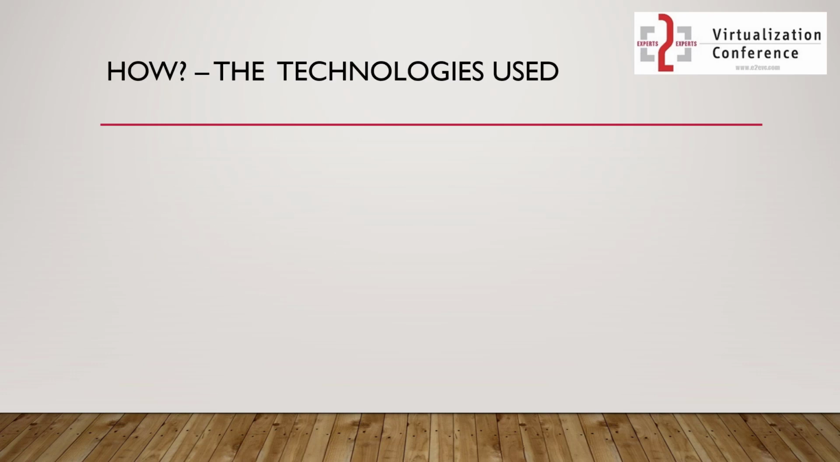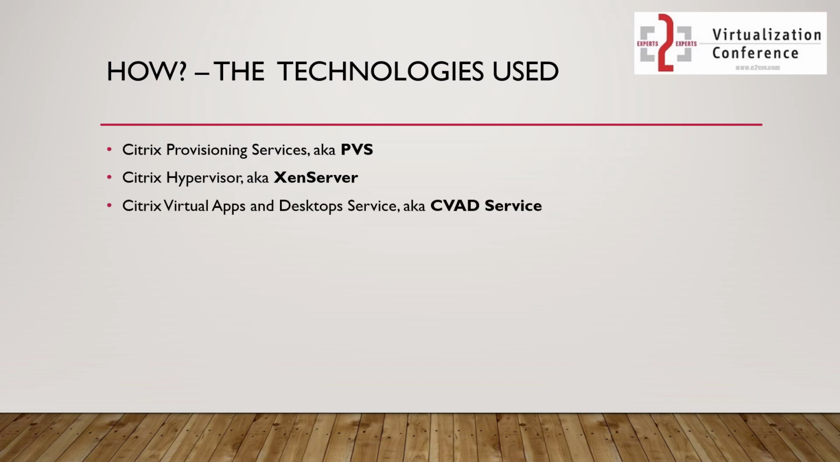Now the question is how? What are the technologies used and how can we accomplish those business objectives? We're going to use Citrix Provisioning Services, PVS for short, along with Citrix Hypervisor, commonly called XenServer. Citrix Virtual Apps and Desktops will be essential for both orchestration of physical or virtual machines as well as remote access.